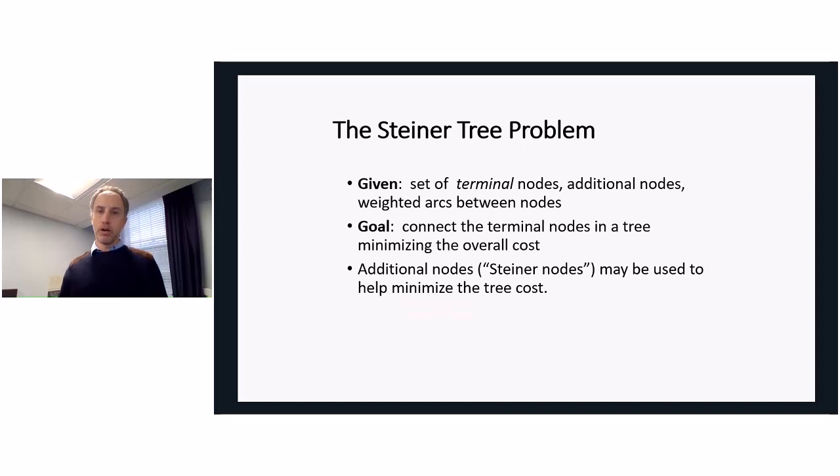So we're given that, and we're given all the arc information. How much does it cost to connect any node to any other node? And again, the goal is to connect all of these in a tree, minimizing the total cost. Additional nodes, Steiner nodes, can be used to help minimize the tree cost. So that's the basic problem.